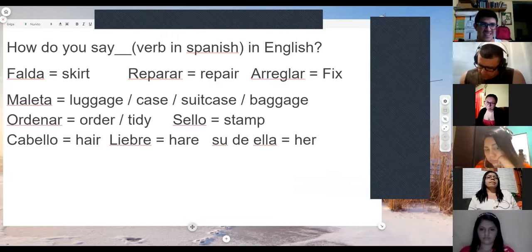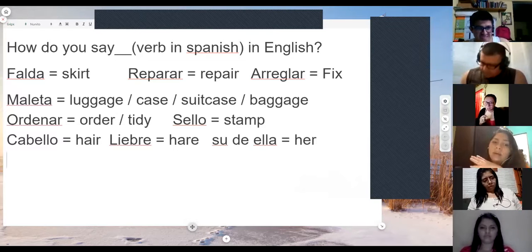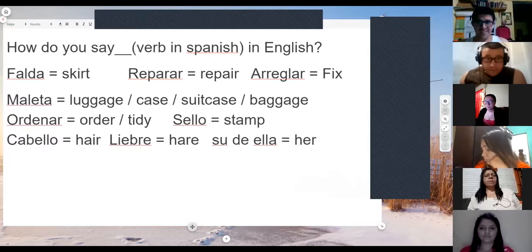Hair, hair, hair. Okay, thank you. Hair, hair, hair. Ivan.